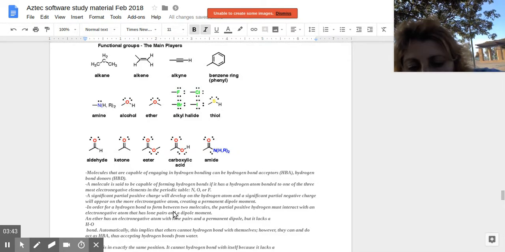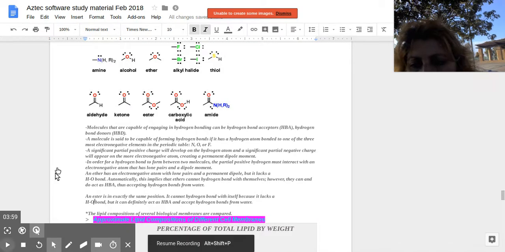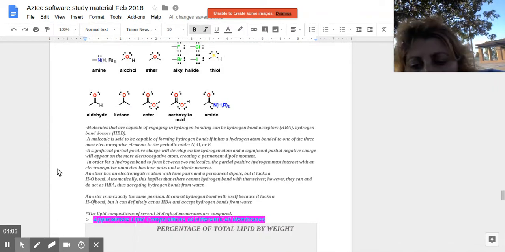However, they can and do act as hydrogen bond acceptors, accepting hydrogen bonds from water. An ester is similar. It cannot hydrogen bond with itself because it lacks an OH bond. Ester has only two oxygens, one singly, one doubly bound to a central carbon, and a carbon group on either side, so it doesn't have any hydrogen. It acts, however, as an HBA, or hydrogen bond acceptor, from water.